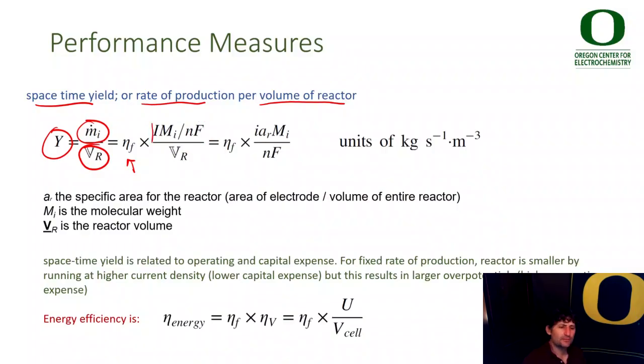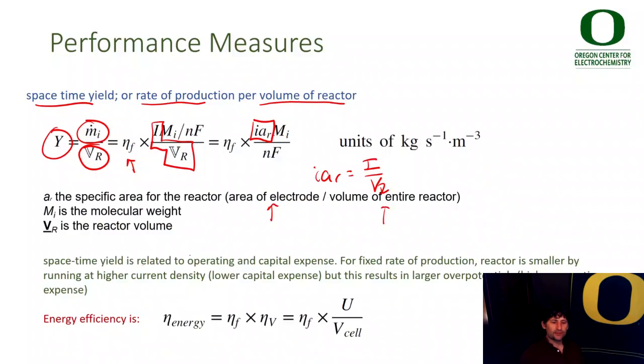And we can rewrite this part of the equation, the current divided by the volume of the reactor, simply as the current density divided by the specific area of the reactor. That is the area of the electrode divided by the volume of the entire reactor. So i times AR just equals big I over VR.